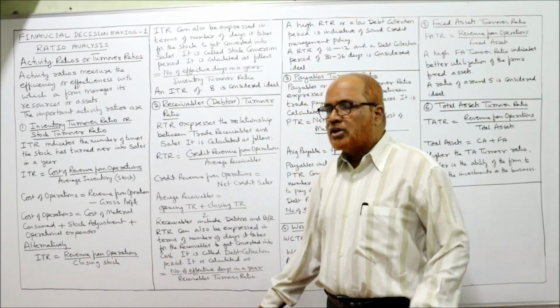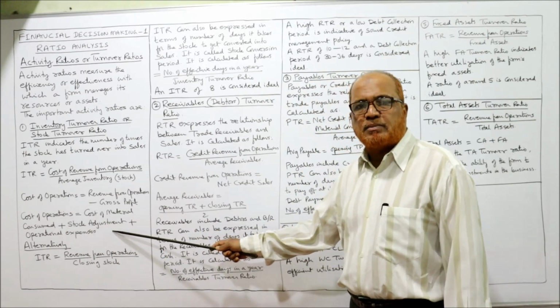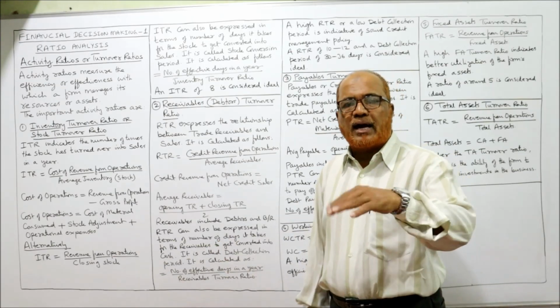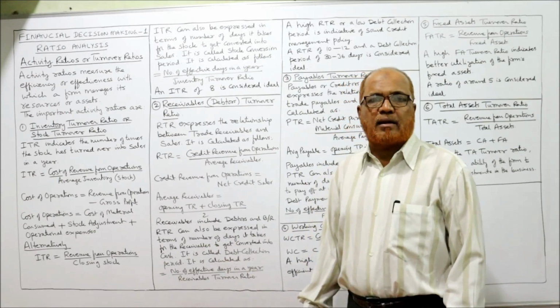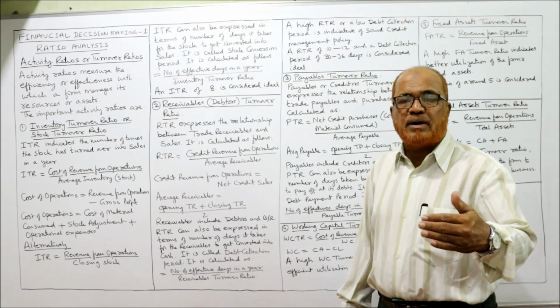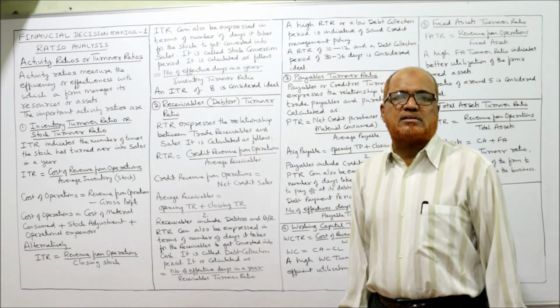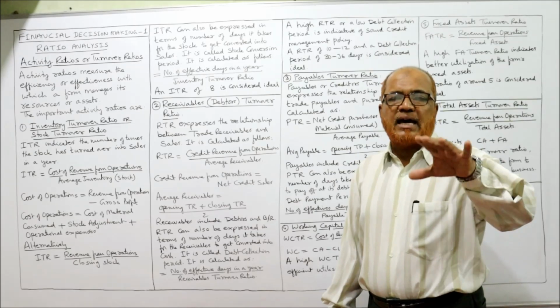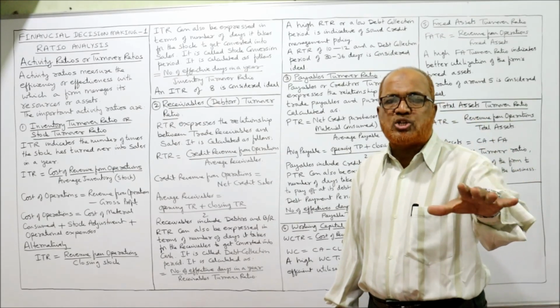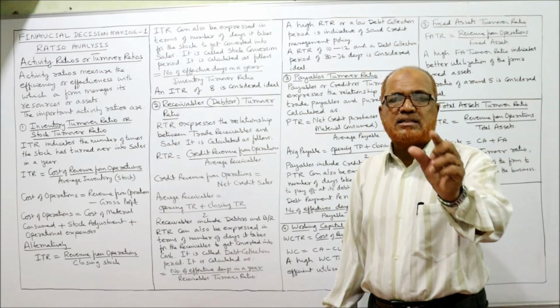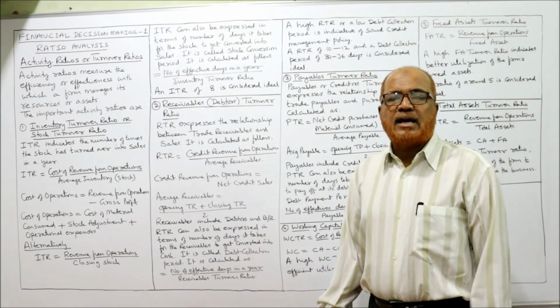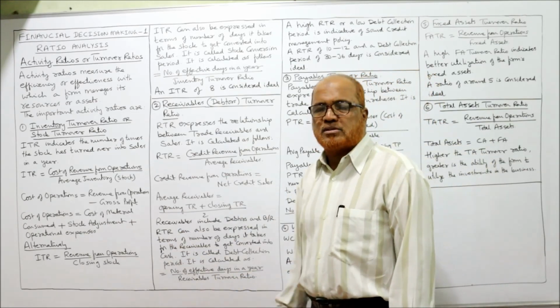And the alternate formula for cost of revenue from operations is cost of materials consumed plus stock adjustment. That means opening stock and closing stock we compare, and then the adjustment for stock will be added, plus operational expenses. Operational expenses means the expenses incurred to manufacture the goods. Direct expenses are the operational expenses.